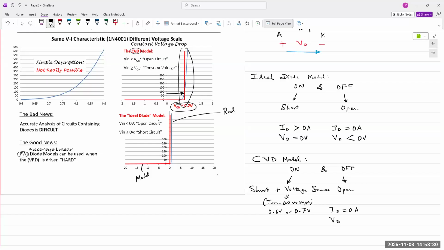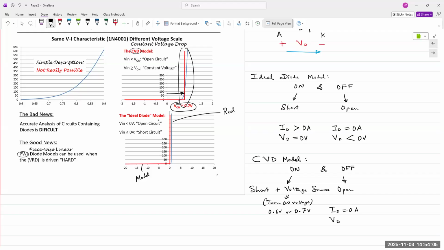Okay, let's take a pause. Let me know if you have any questions. Does everybody understand the model and the difference? Okay.